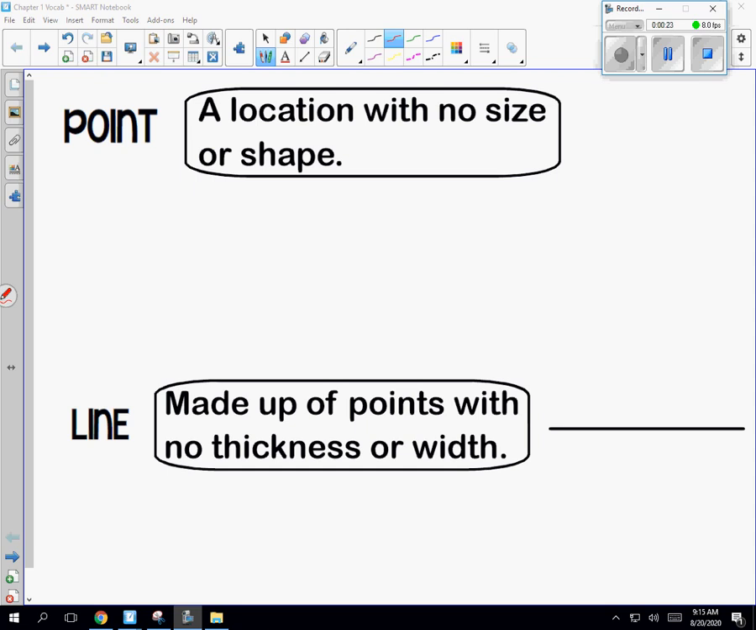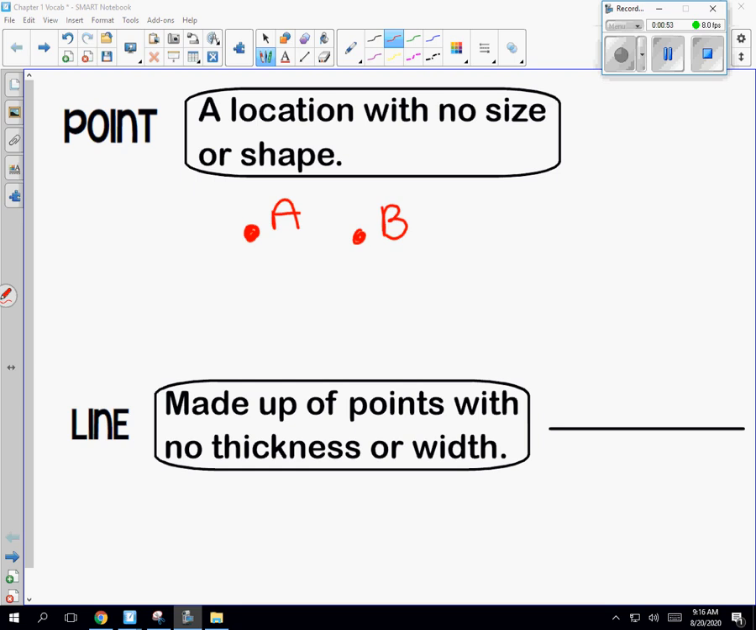We're going to do the vocab to start with, so vocabulary is super important. These are geometry basics, some important vocab terms that you need to know. Point is a location with no size or shape. A point, everyone should know what a point is. Those will be labeled with letters. So capital letters, it could be A, it could be capital letter B, it doesn't matter, but it is a location with no size or shape.